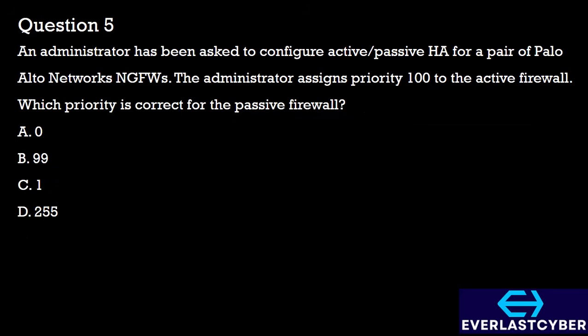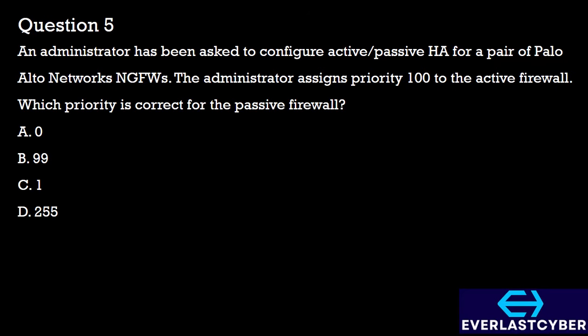Question 5. An administrator has been asked to configure active-passive HA for a pair of Palo Alto Networks NGFWs. The administrator assigns priority 100 to the active firewall. Which priority is correct for the passive firewall? A. 0, B. 99, C. 1, D. 255. Option A is not a valid priority value in the Palo Alto high availability configuration.